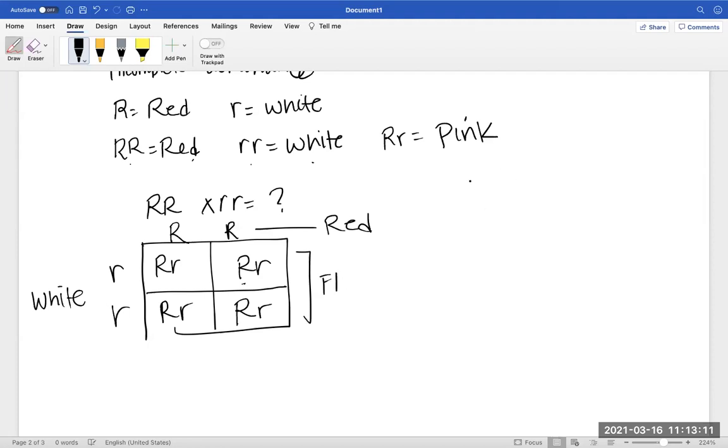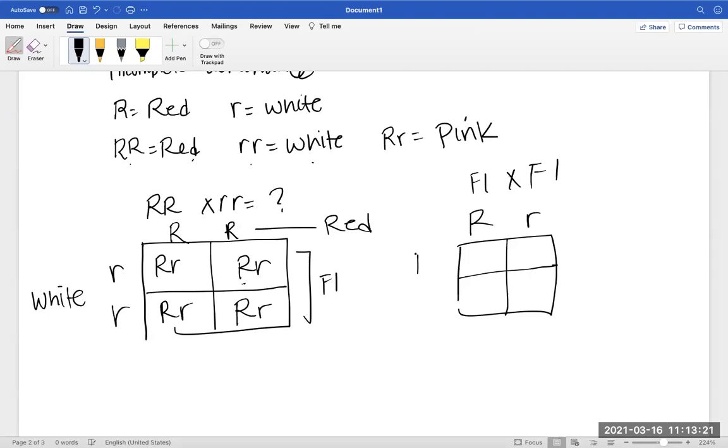And then I say, oh, cross F1 with F1. So you do another cross. Now for this cross, since this is your F1, you say big R, little r, big R, little r. So it's pink. This is also pink. That's what you're crossing. So for this one, you're going to get big R, big R, big R, little r, big R, little r, little r, little r.